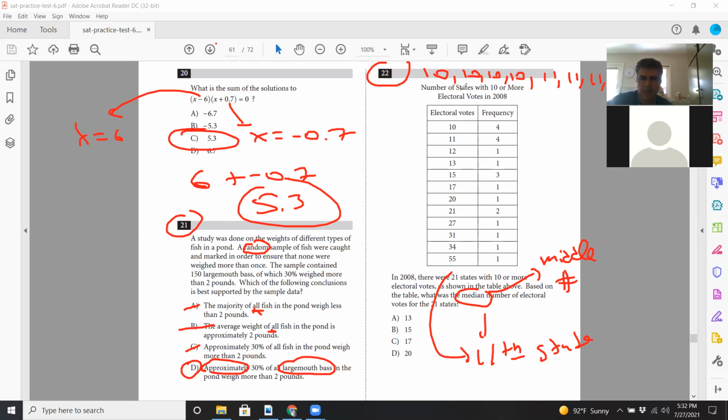Then finally, let's look at 22. Actually, I will have to end this call a little early, so this will be our last problem here. For the median number, you already have 8 states that satisfy these two. You want the 11th state. That's the 9th state, that's the 10th state, because you have just 1 and 1. The 11th state is going to be right in here. In fact, the 11th, 12th, and 13th states have 15 electoral votes, and you want the median, which is the 11th state. That's why it's going to be 15 for that one.